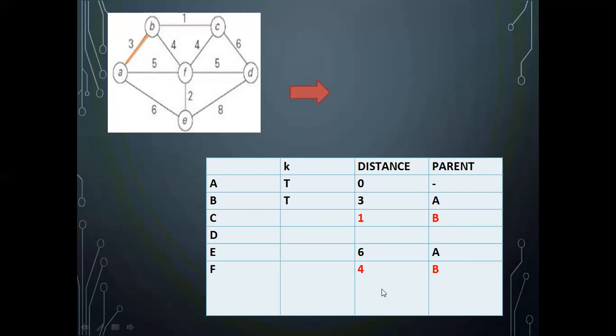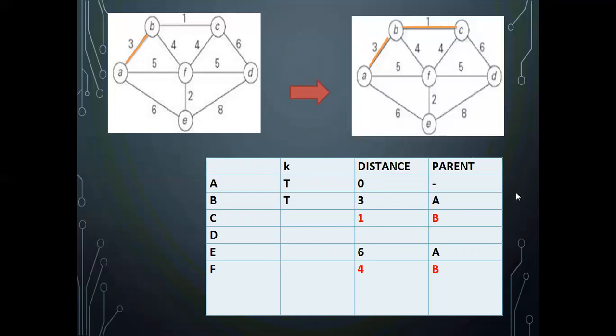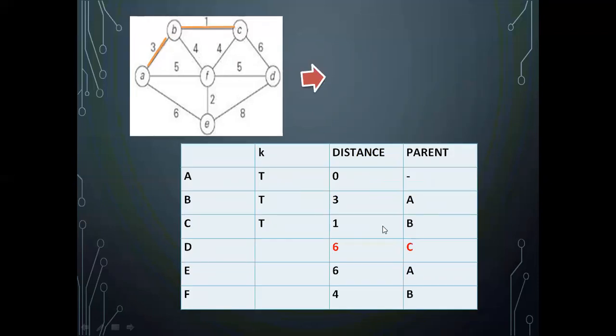Now you see which is the minimum one. These two are already part of the spanning tree. The minimum one is B to C. B to C with weight 1 is the minimum one, so you add that corresponding edge, and this is the one you will be getting.